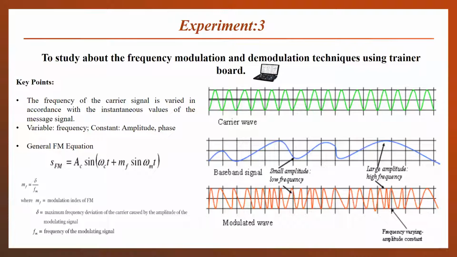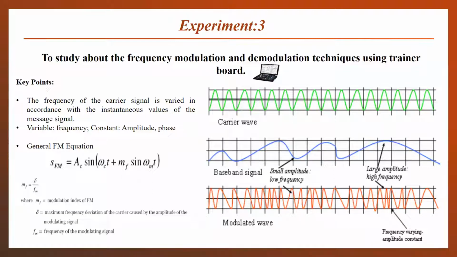In this diagram, you can see the green colored waveform is the carrier wave, and the blue colored waveform is the message signal. Baseband signal is written here. Earlier I told you that low frequency signals are called baseband signals. According to the variations in the amplitude of this baseband signal, our carrier wave frequency will be varied, and you can see this variation in the third waveform, which is red.